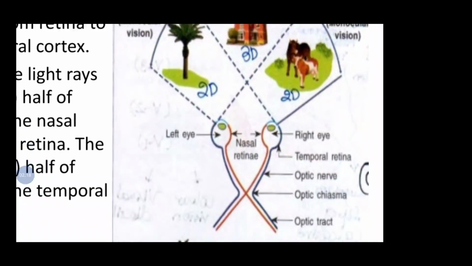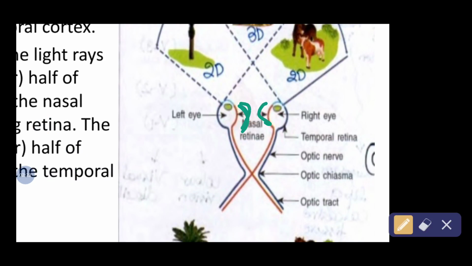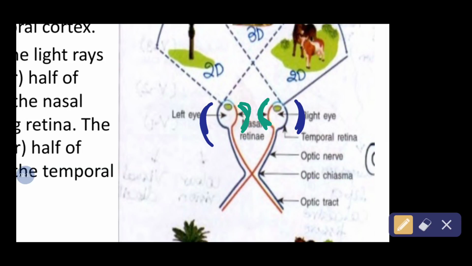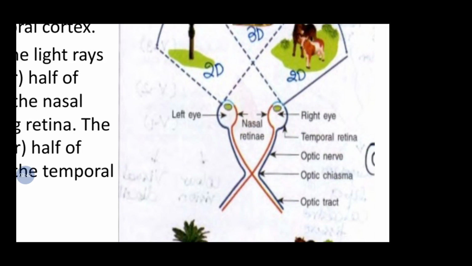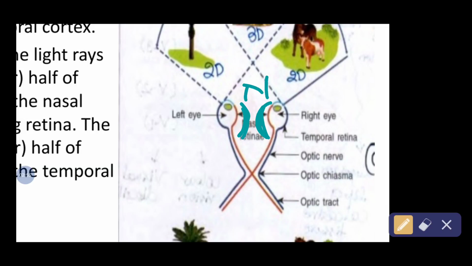As you can see, this red line is showing the nasal field of the retina, and this blue line is showing the temporal part of the retina. This is the temporal part of both the eyes, of the left eye and of the right eye, and then we have the nasal part. This is the nasal part of the retina.